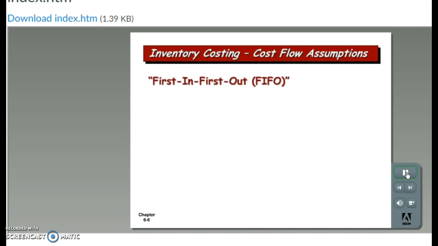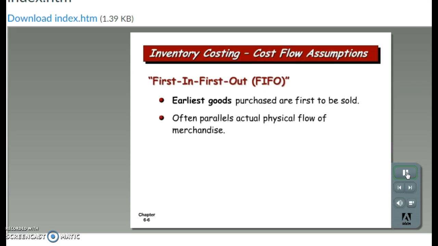The first method presented is the first in, first out, or FIFO method. First in, first out, or FIFO, assumes the inventory units purchased first, or the earliest, are sold first. FIFO often parallels the actual physical movement for the merchandise, as companies usually want to sell their earliest inventory first, particularly when the goods are perishable. For example, grocery stores want to sell their oldest dairy products first before they spoil.